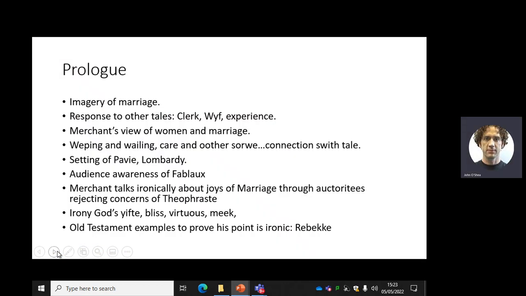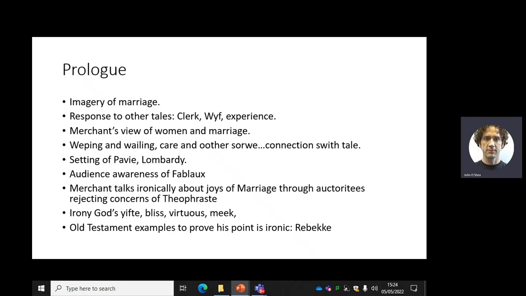Okay, so what's important about the prologue? You should commit to memory imagery about marriage being like a snare, a trap. We've talked about how it's a response to the Clerk's tale about this honourable wife, Griselda. The Merchant's having none of it. He says, my wife isn't like that. So I'm going to tell a tale in response to the Clerk's tale. Weeping and wailing, care and other sorrow. This is the story of the Merchant's marriage. And so everything is coloured by his experience of marriage.